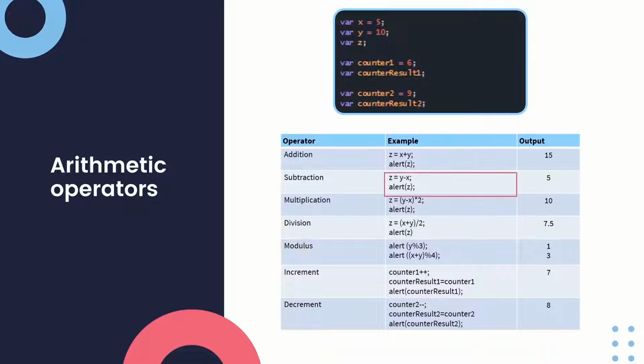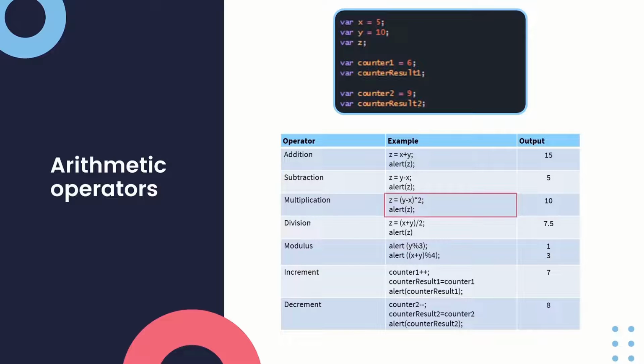Now, if we move over to subtraction, we are pretty much doing more or less the same thing, where z is still currently undefined, and what we are saying is y, which is equal to 10, minus x, and we alert the result as z, which gives us a value of 5.